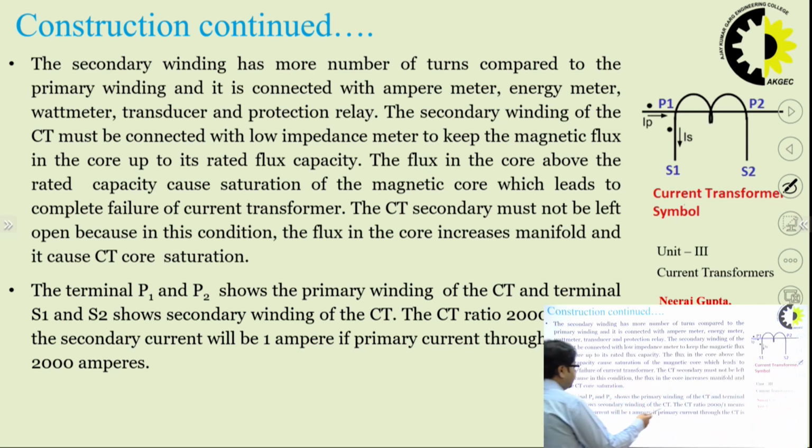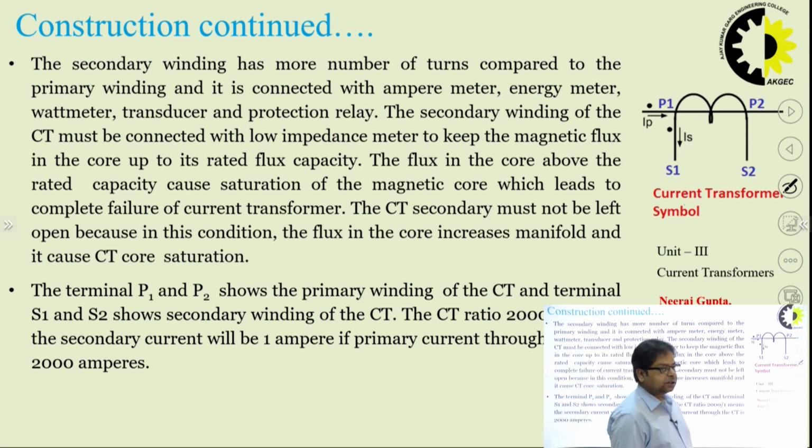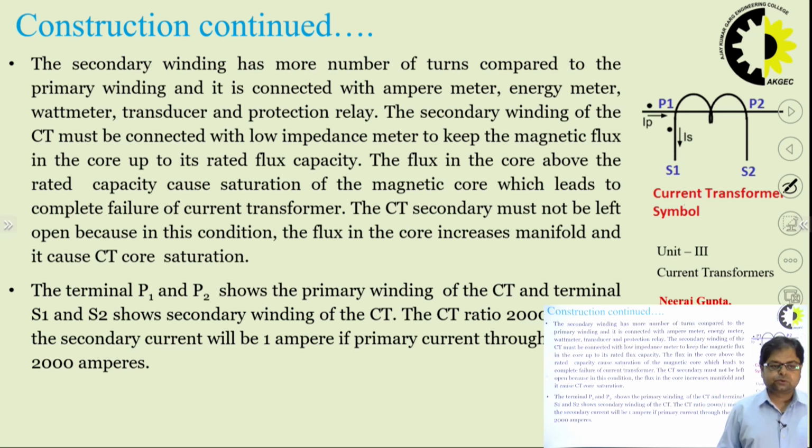A CT ratio of 2000 by 1 means there are 2000 turns in the secondary and 1 turn in the primary, and the current through the primary is 2000 ampere. So there is a transformation ratio, given as IS by IP equals N1 by NS, or NP by NS. This is how the primary current is 2000 ampere in this case, while the secondary current goes to about 1 ampere, according to the number of turns.